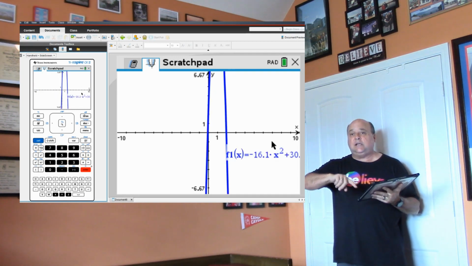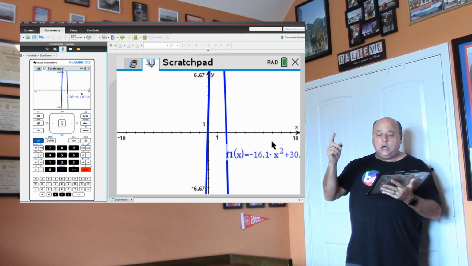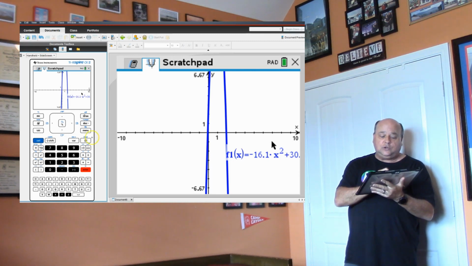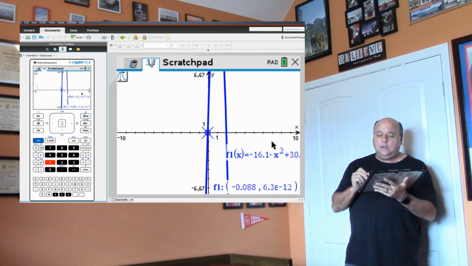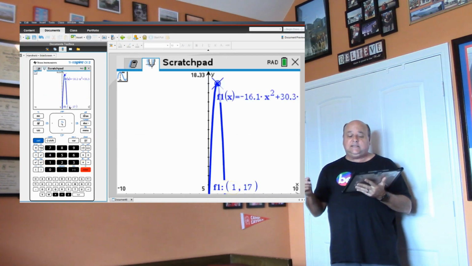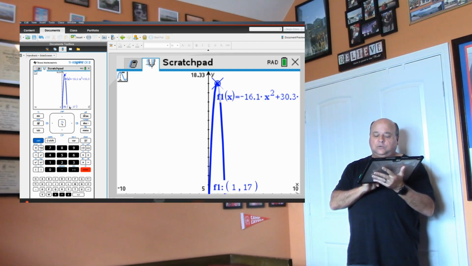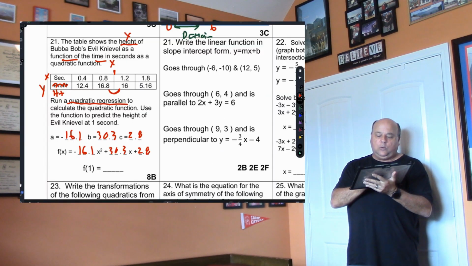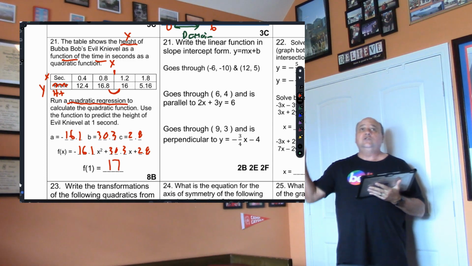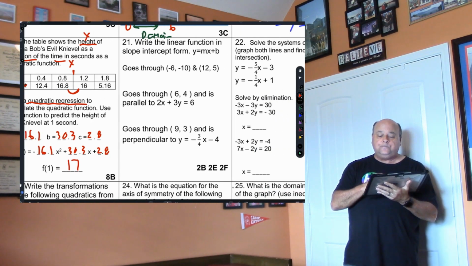And now notice the motorcycle goes up and then it comes back down, and we want to know the height after 1 second. We can hit Control T or we can trace. Let's do trace, menu 5, 1, and then I'm going to hit 1 and enter, and at 1 it's at 17. So at 1 second, it's almost to the highest it goes, okay? So I'm going to go to here. At 1 second, it was 17 feet high. So we are estimating how much it is by running this regression, okay?